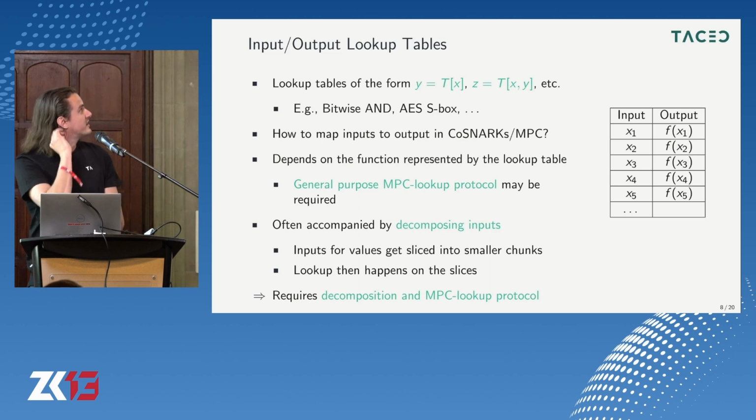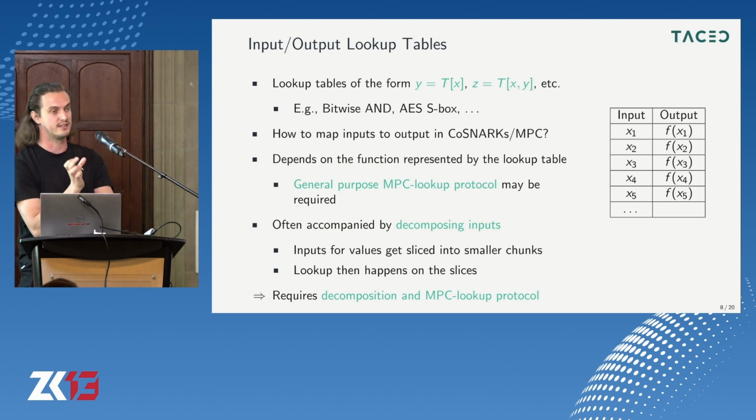Additionally, what is not helping this approach where you compute the function in MPC is that you often have to decompose your field elements into smaller chunks, and then you do the lookups on these slices. So even if you have some dedicated protocols to compute this function f, this is probably only helpful in the witness generation phase, because in the trace building you will usually need these slices as well for the trace. Therefore you not only need MPC protocols for the lookup itself, but also for this decomposition of the values before the lookup.